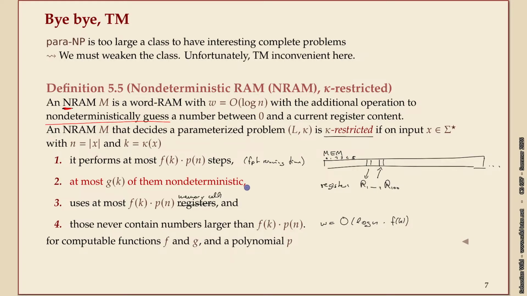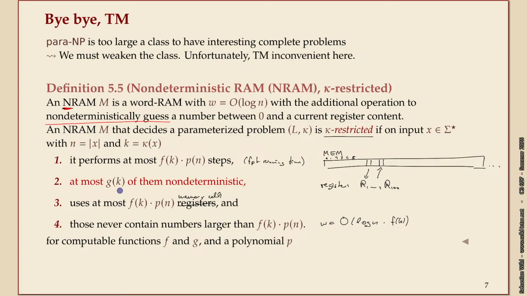Okay, so these are relatively natural things. That's just what an FPT algorithm means on a word RAM as opposed to a Turing machine. But then there's this second requirement, which is important, kappa restricted. The number of non-deterministic guessing steps, these new operations, the fictitious magical operations, they're bounded in terms of the parameter. You cannot do arbitrarily many of those steps.